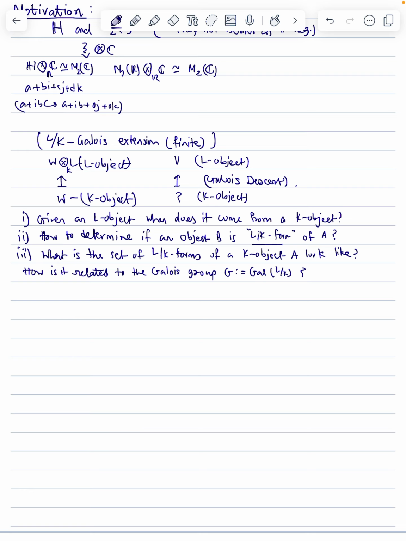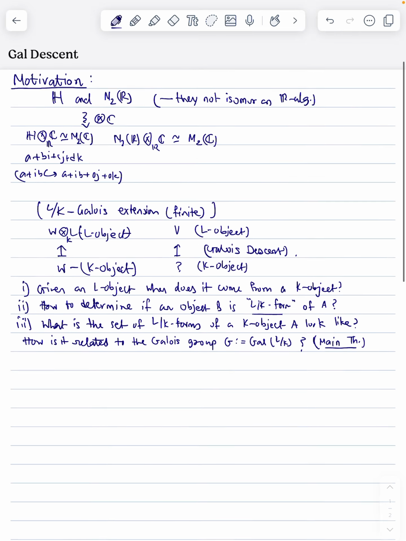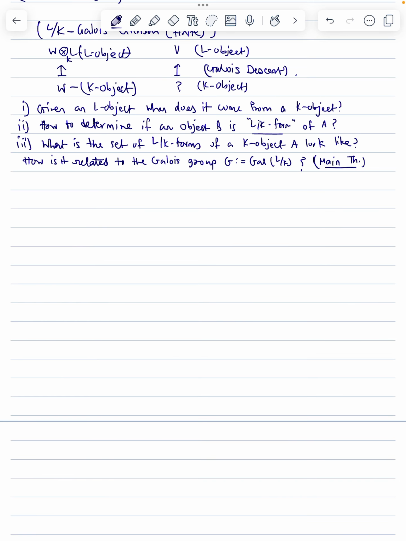So these are the few questions that we would like to understand. And the answer to the third question is the most interesting one because it has some relation with cohomology. This is actually the main theorem that I will state by the end of this talk. As I said, I've already given you an example, so I'm not going to spend more time on that.